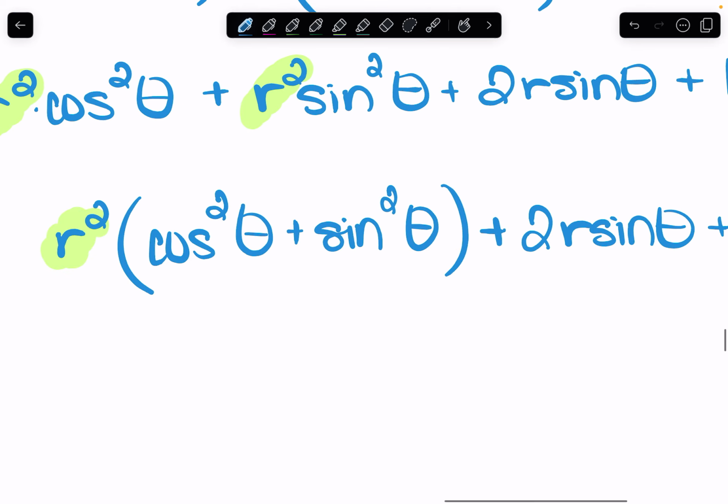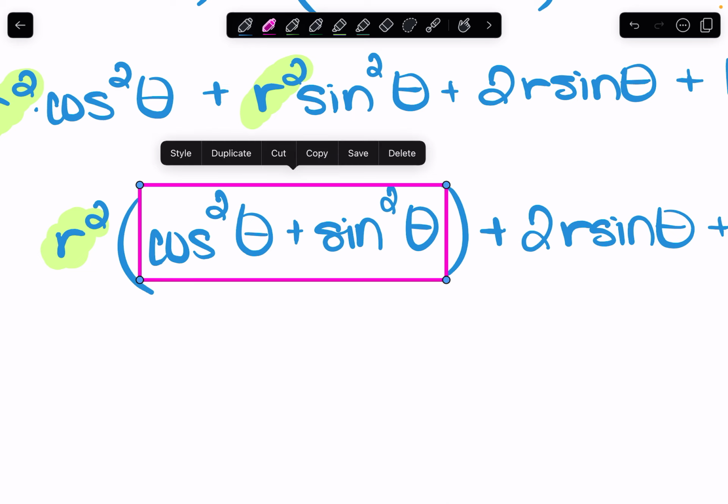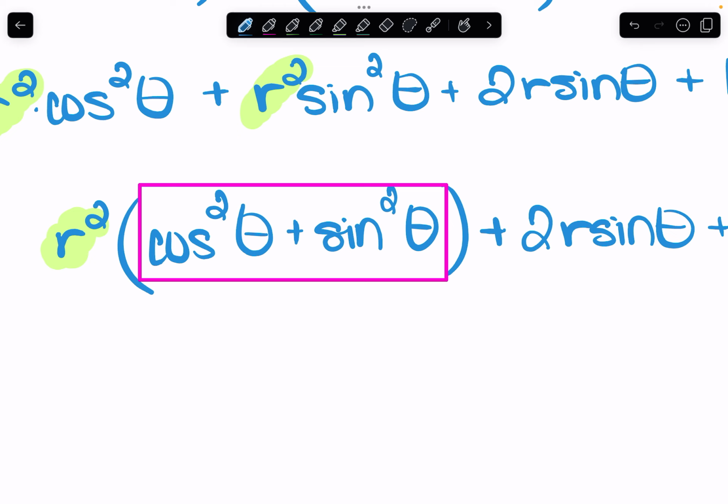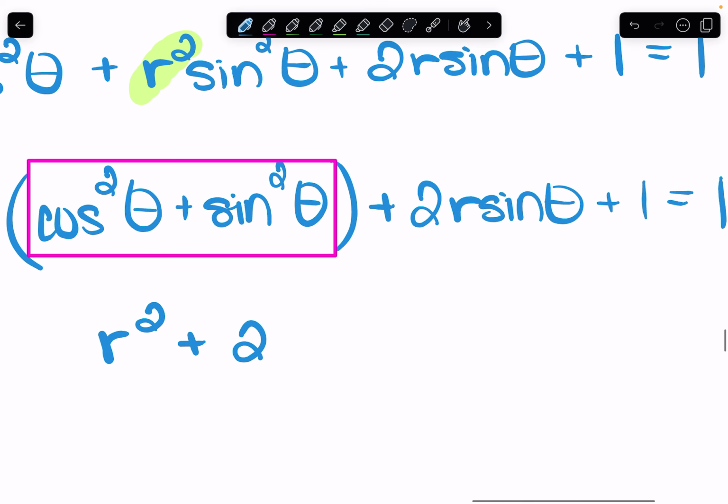All right, at this point, like I said, I hope that looks familiar right there. That is Papa Pitt staring you in the face. Identities, again, everything's tying together. Don't forget your identities. Cosine squared of an angle plus sine squared of the same angle is equal to 1. So that is just r squared times 1, which is just r squared. So we're down to r squared plus 2r sine theta plus 1 equals, not 0, equals 1.